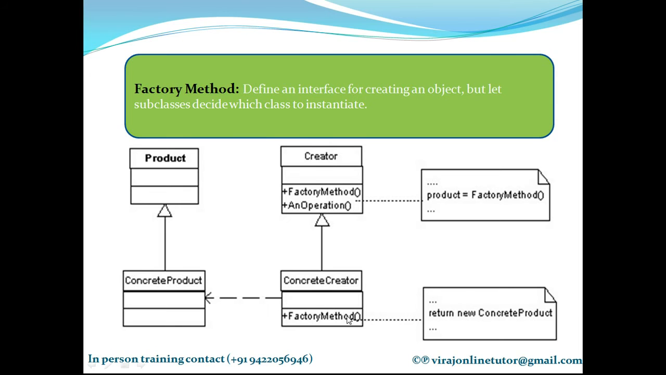So if the variable contains value 1, I create concrete product 1. If the variable contains value 2, I create concrete product 2. So in this example, I am passing a variable from outside. That particular implementation of factory method belongs to the third category, which is to make this factory method a parameterized method.